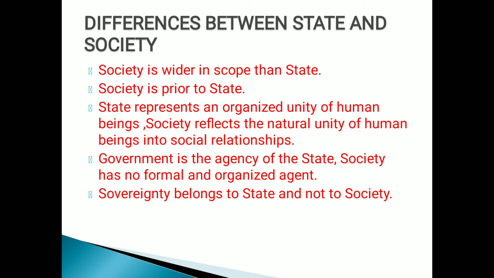Next, sovereignty belongs to the state and not to society. Sovereignty is the most essential property and the hallmark of a state. A state exercises supreme, sovereign power over all the member institutions of society. It is a law and order maintaining institution of society. Its laws bind all the members of society. Society is a system of social relations.